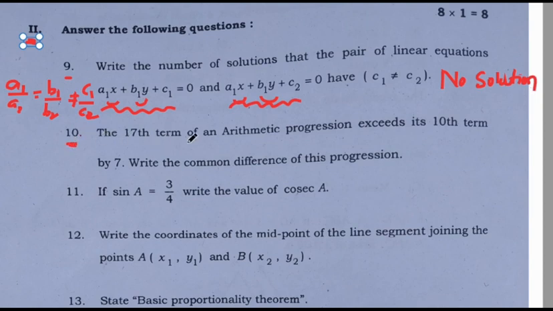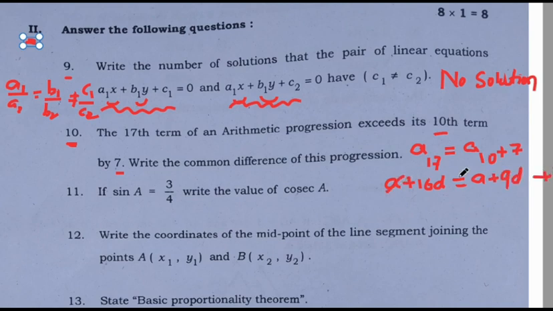10th question. The 17th term of an AP exceeds its 10th term by 7. Clearly, the question indicates the 17th term, A17, exceeds the 10th term by 7. So A17 is A10 plus 7. If you write this in equation form, you will get the answer very easily. The 17th term formula is A plus 16D, because An is equal to A plus n minus 1 into D, and 17 minus 1 is 16. A10 is A plus 9D, since 10 minus 1 is 9, plus 7.